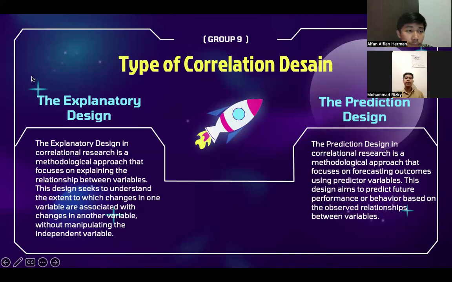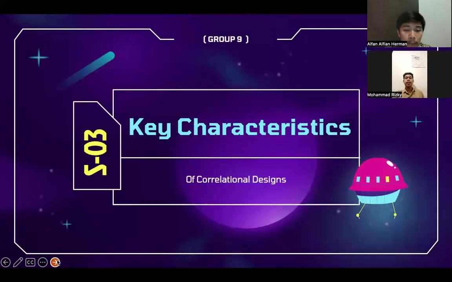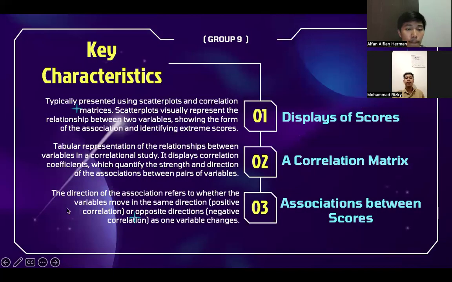Okay, thank you, Alfan, for your good explanations. Next slide. Okay, the next slide is about key characteristics of correlational design. Here we have three characteristics. The first characteristic is display of scores. Display of scores in correlational research are typically presented using scatter plots and correlational matrices.